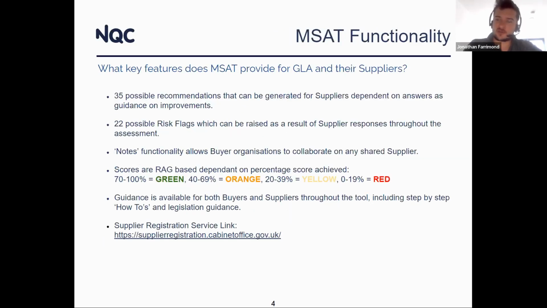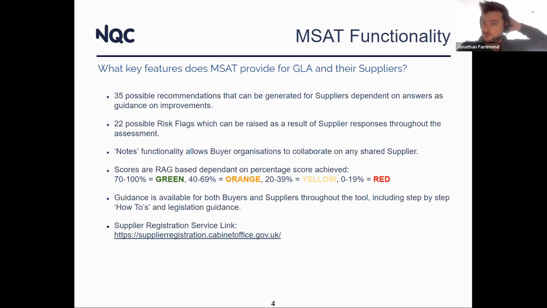There are 35 possible recommendations that could come out of it. As you're working through the assessment, you might come to a question early on which says, is your organization required to produce a modern slavery assessment? You might say no, not required, which is fine. It might just be based on the size of your organization, so there is no legal obligation for you to do it based on the contracts that you hold with your buying organizations as a supplier.